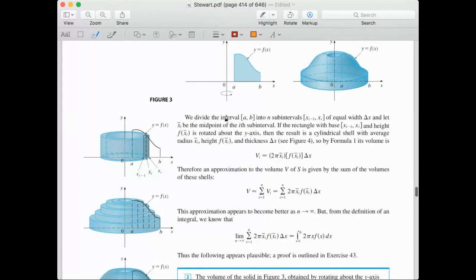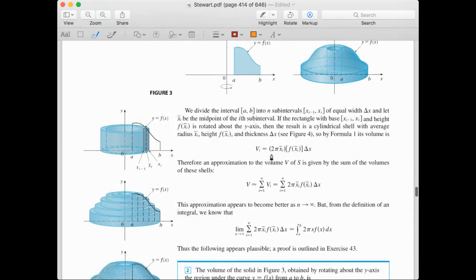You could think this is a piece, right? So we will have 2 pi x i bar, or imagine this is the radius, times f of x bar, which is the height. This is the function. The height is f of x bar, the function value. Then multiply by, we cut along from A to B, infinite many pieces from A to B.